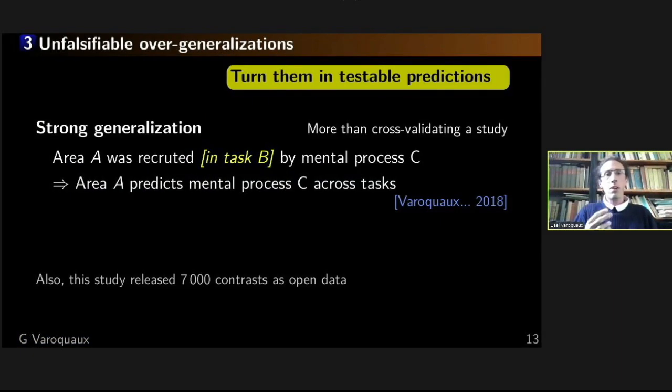We can tackle unfalsifiable overgeneralizations by turning them into testable predictions. For this, we need strong generalization, more than cross-validating a study. For instance, instead of claiming area A was recruited in task B by mental process C, we should show that area A predicts mental process C across many tasks. This is doable. It requires machine learning across tasks and studies.